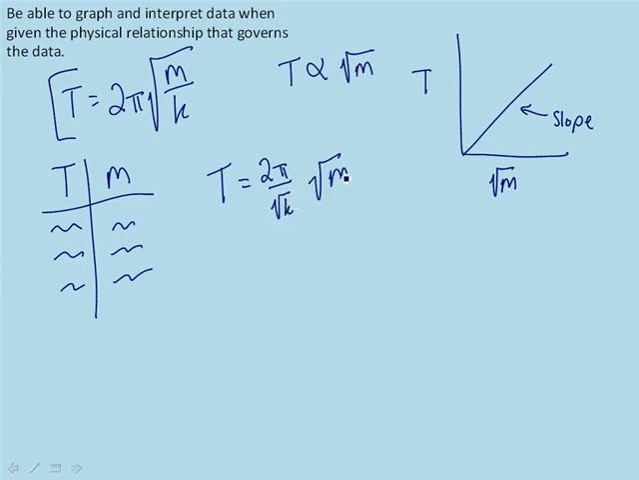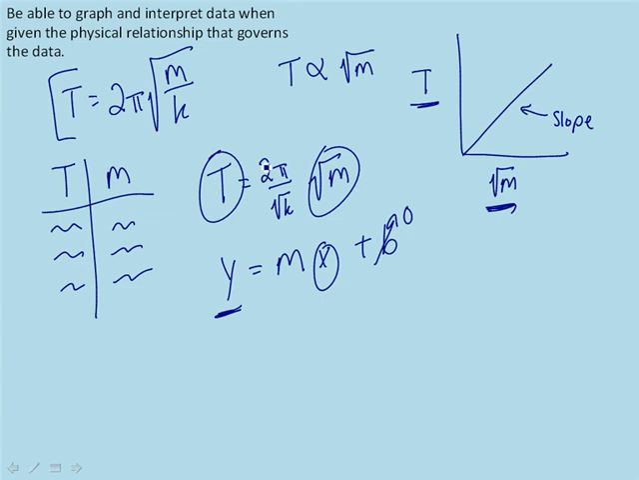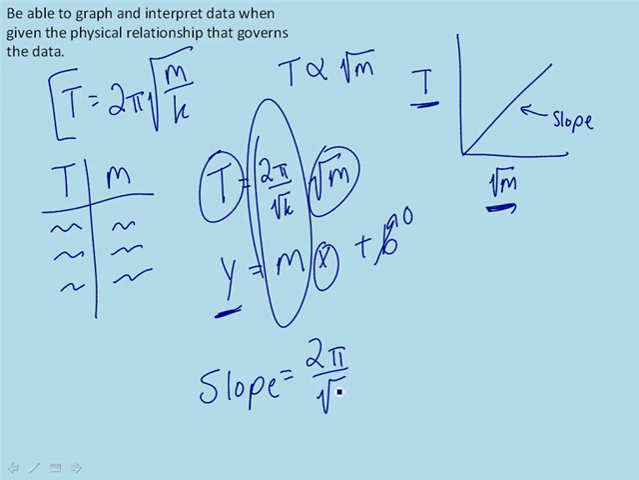Now when we write our equation of a line, the equation of a line is y equals mx plus b. In this case our y-intercept is 0. Our x variable right here is the square root of m. Our y variable right here is the period. So our slope m is equal to 2 pi over square root of k.